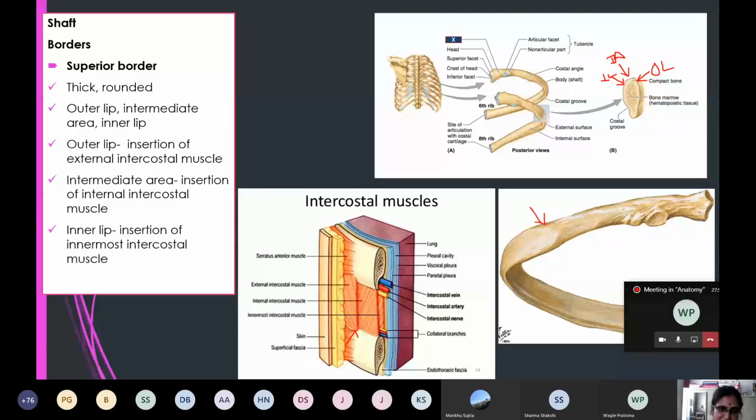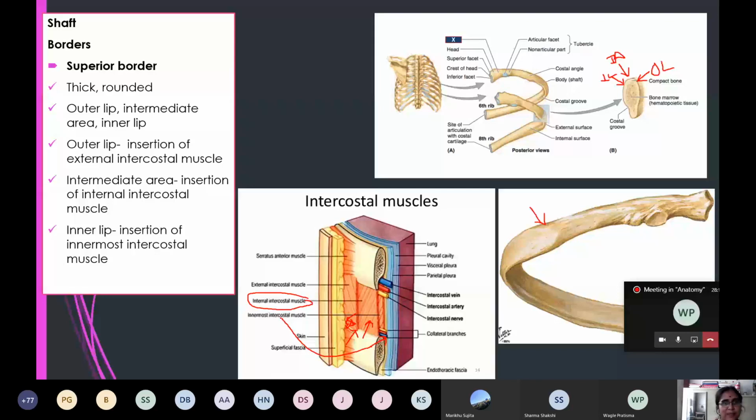The intermediate area gives insertion to this muscle. Which muscle is this? Internal intercostal. The innermost lip gives insertion to this muscle. Which muscle? Innermost intercostal muscle.